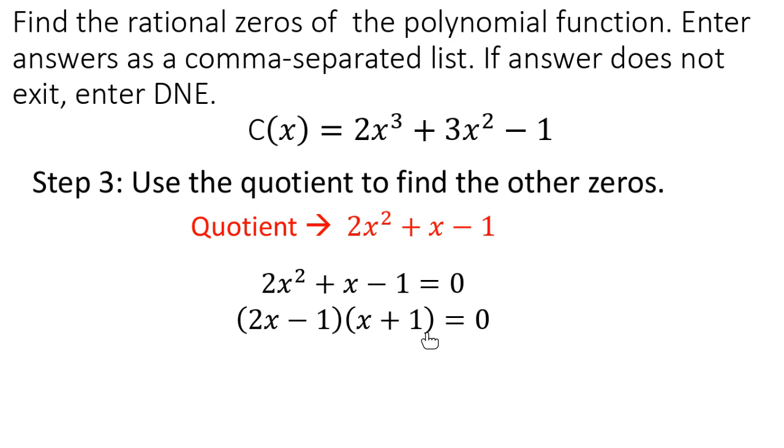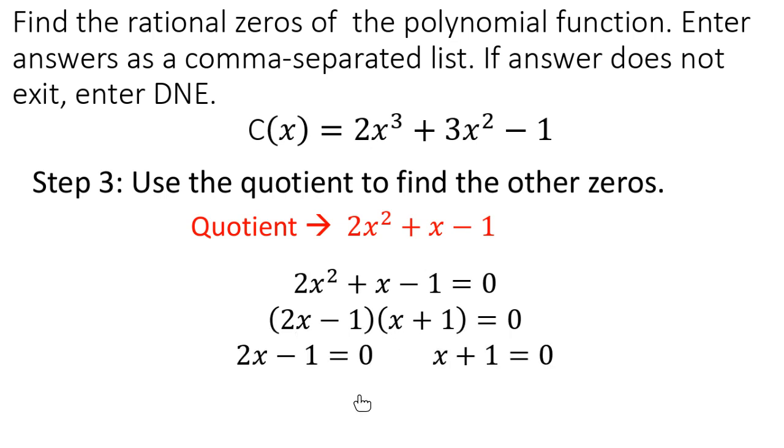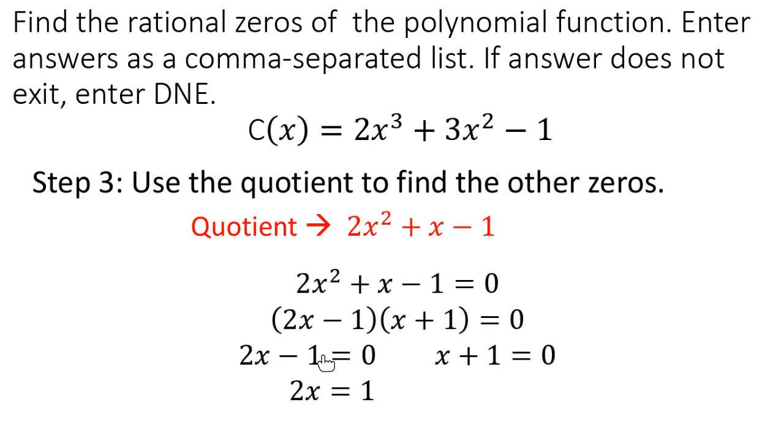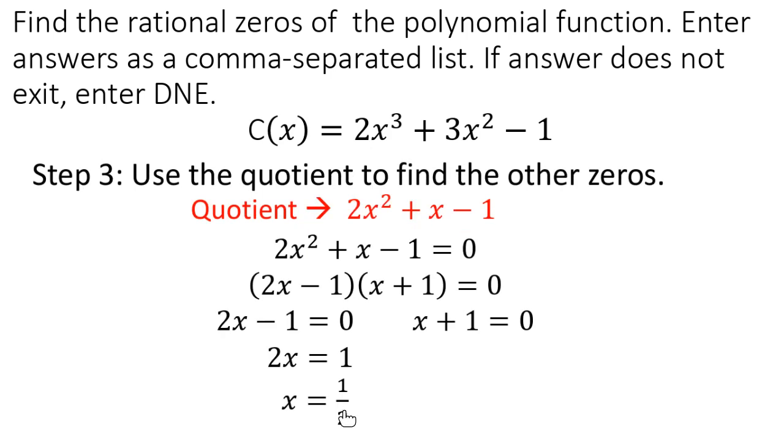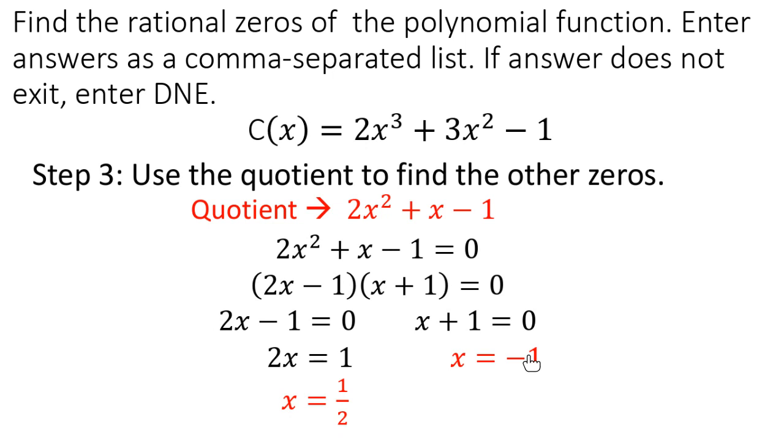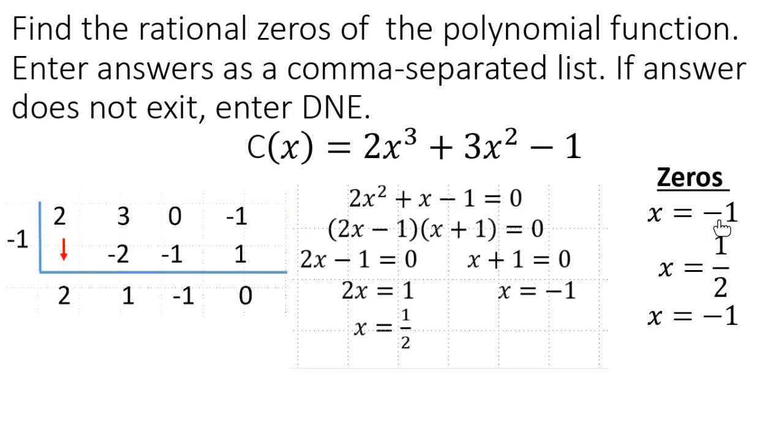2x minus 1 times x plus 1 equals 0. Set the two factors equal to 0 and solve for x. So here we add the 1 and then divide by 2. So x is a half, and then here I'm going to subtract 1 on both sides, so x is -1. So I should have 3 zeros, and so my 3 zeros are -1, a half, and then my third zero comes from the one I used for synthetic division. So these are my zeros.